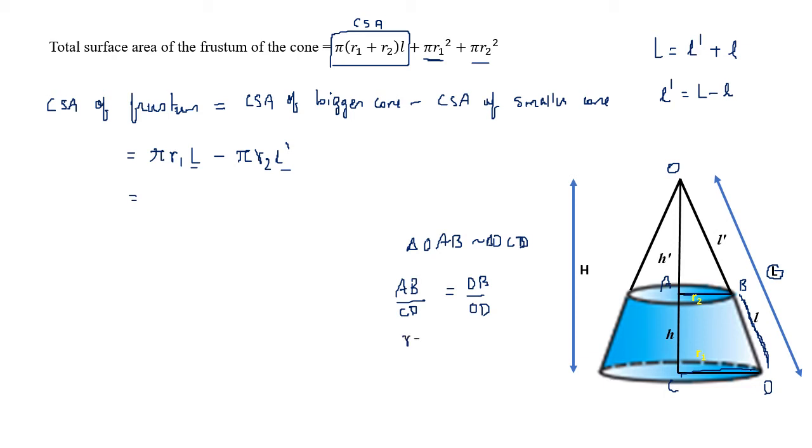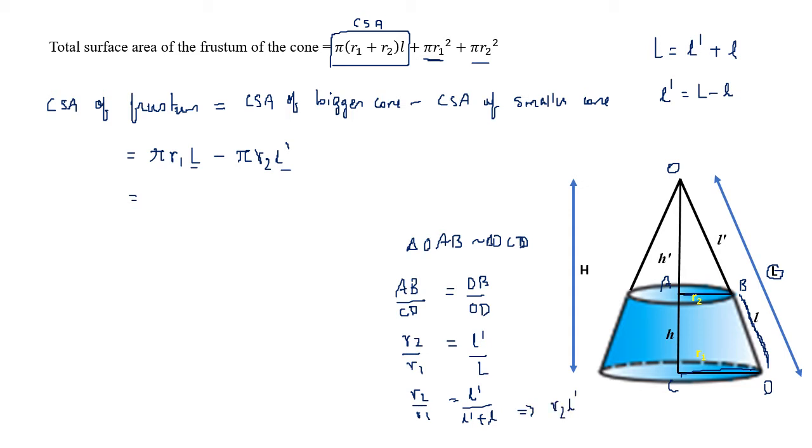So AB is R2, CD is R1, equal to OB is L prime, and OD is L prime plus L, the whole L, capital L. Okay, first I'll write the capital L, the bigger one. So it is R2 upon R1 equal to L prime plus L. Cross multiply, what do you get?